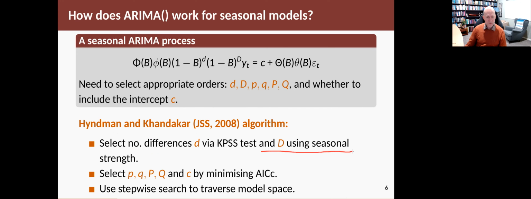The first extra bit is it's choosing the capital D by looking at the strength of seasonality. If the seasonality is strong enough, then it will do a seasonal difference. If it's not strong enough, it won't. So D is equal to 0 or 1. It won't try any other values of capital D. It'll do the seasonal differencing before it uses the KPSS test to decide whether it needs to do any non-seasonal differences. Selecting the values of capital P and capital Q is done in exactly the same way as selecting lowercase p and lowercase q. It's just doing variations on the model, and it's using a stepwise search.